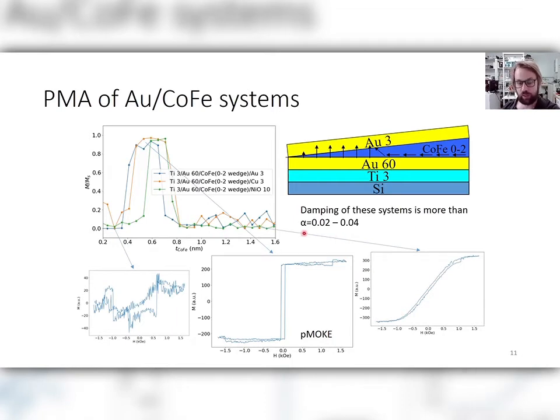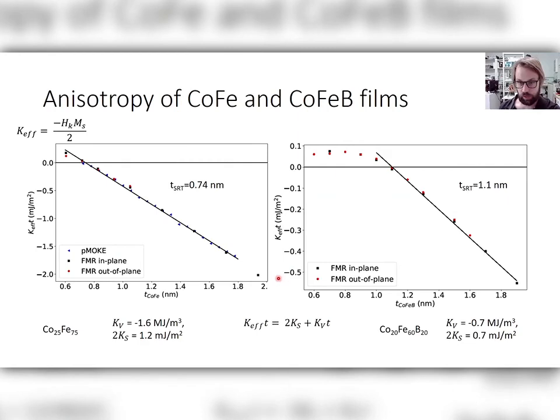We also studied crystalline films deposited onto gold and covered with different cap layers of gold, copper and nickel oxide. In all cases we observe, for some range of thicknesses, perpendicular magnetic anisotropy, which is shown here as a rectangular hysteresis loop. So we have two systems. One is amorphous cobalt iron boron and one is crystalline.